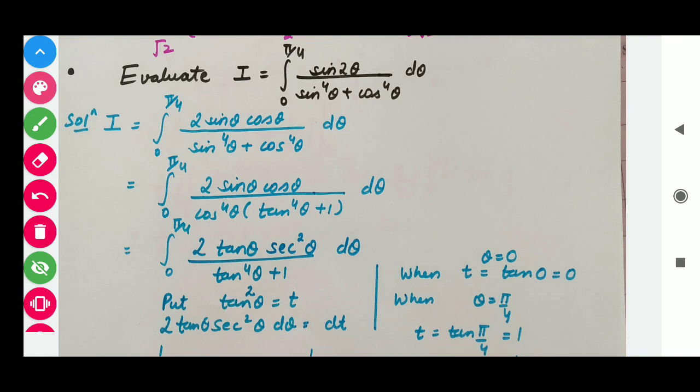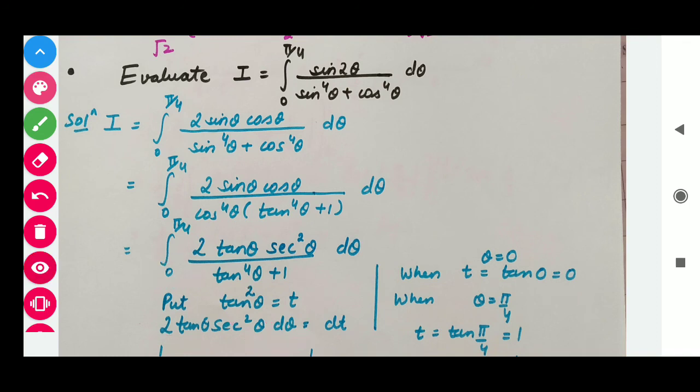Okay, so students, if we put here t equals tan theta, then we get only secant square theta d theta. But students, if we put t equals tan square theta, then we write 2 tan theta, the derivative of tan theta is secant square theta d theta equals dt. Now students, put the limit in t. Okay, we have to find the limits of t. Put theta 0, we get tan square 0, which is 0. So in this way our lower limit is 0.